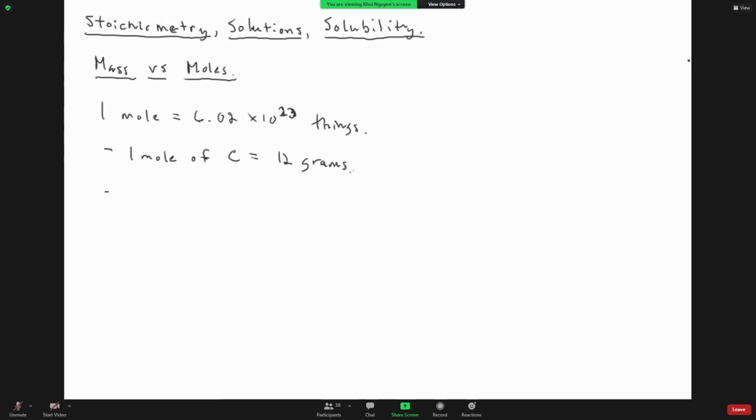So every element that we looked at on the periodic table of the elements has a clear gram per mole ratio. And we call that its molecular weight. Oxygen is 15.99 or 16. That 15.99 is also taking into account the weighted mass of all of its isotopes.